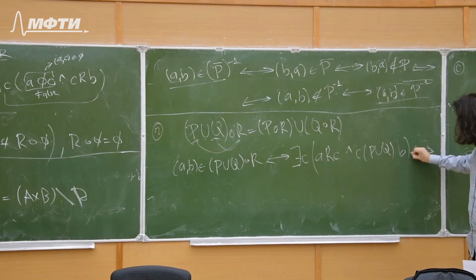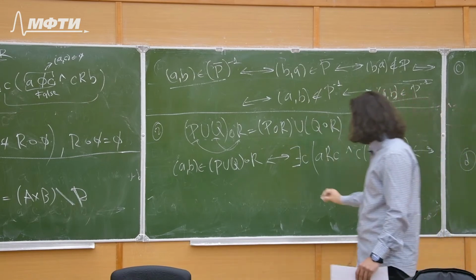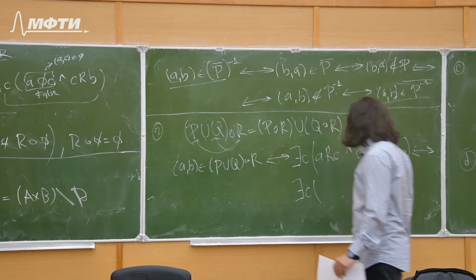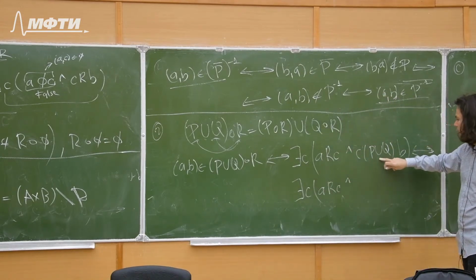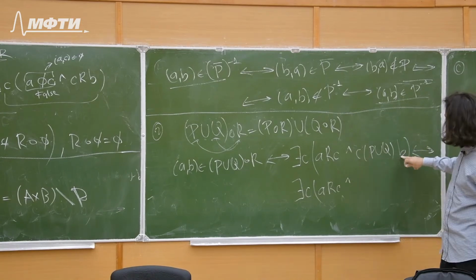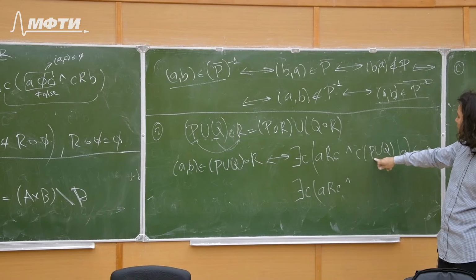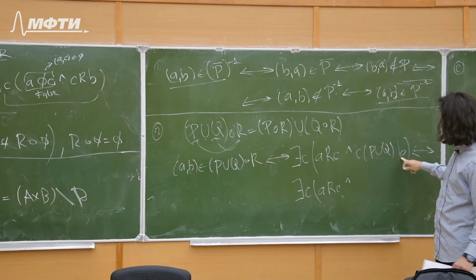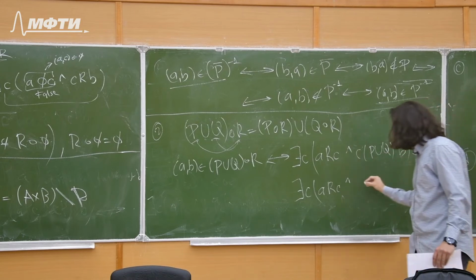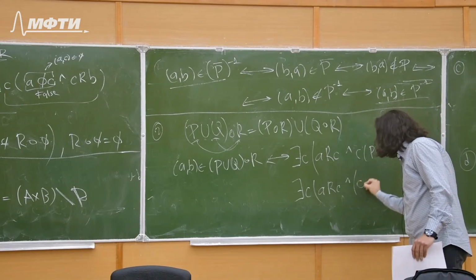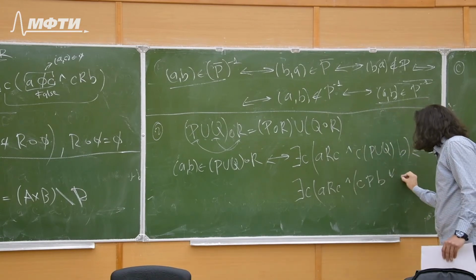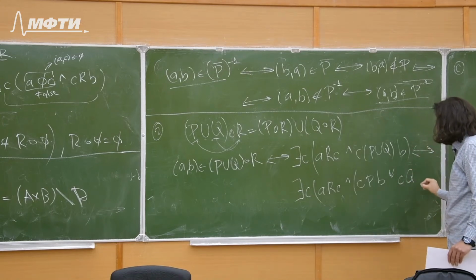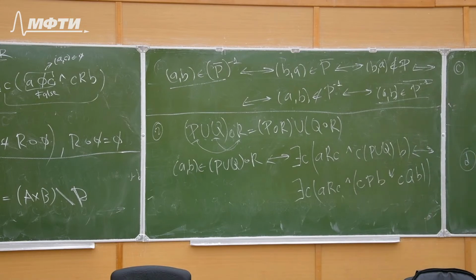If and only if, again, there exists some C such that, so this is the same, A R C, and now we have that (C, B) belongs to the union of P and Q. It means that (C, B) belongs either to P or to Q, right? So we have C P B or C Q B.